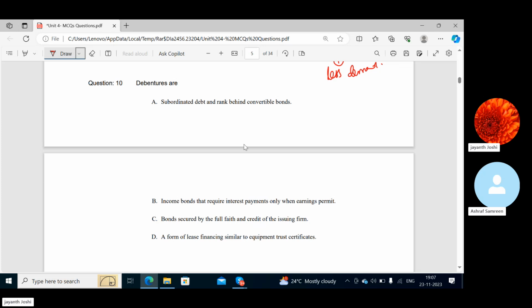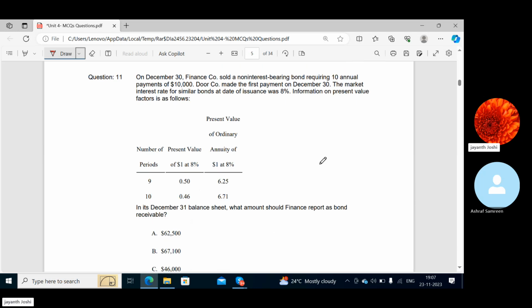Now, next one. This one you have to answer. Can I say bonds secured by full faith and credit of the issuing firm? Yes. We already discussed, right? Next question.